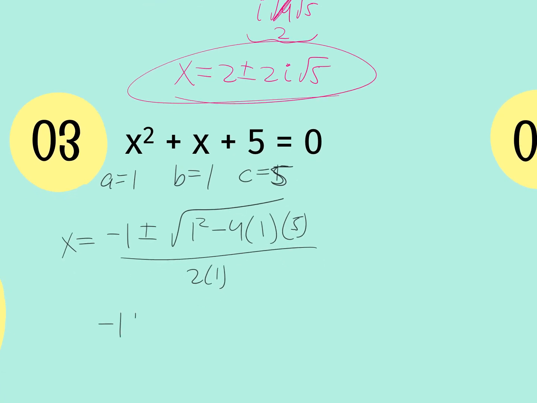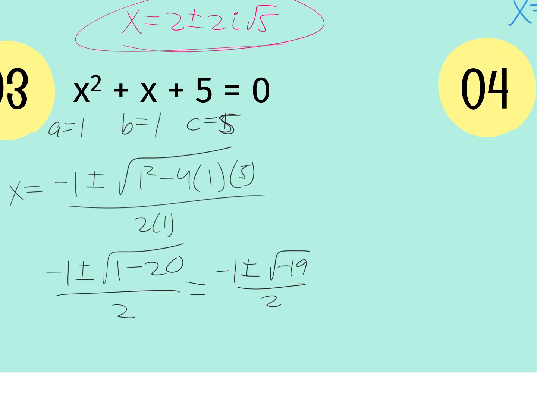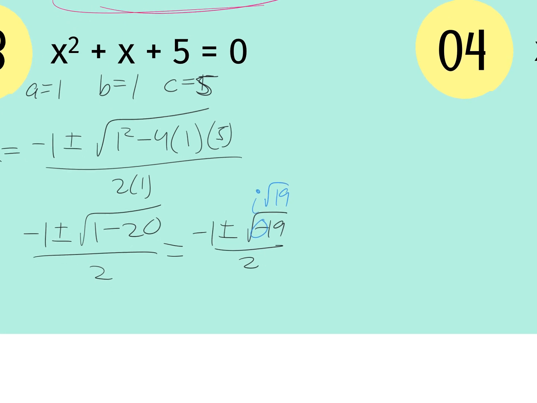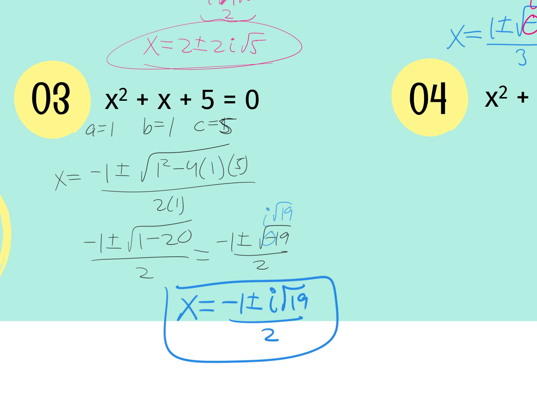And so we get −1 ± the square root of 1 − 20, over 2, which equals −1 ± the square root of −19 over 2. So this becomes our answer. The only thing is that now I have a negative under the radical, which becomes i, and the square root of 19 I can't simplify anymore, so that just stays i√19. So we get x = (−1 ± i√19) over 2, and that's our final answer.